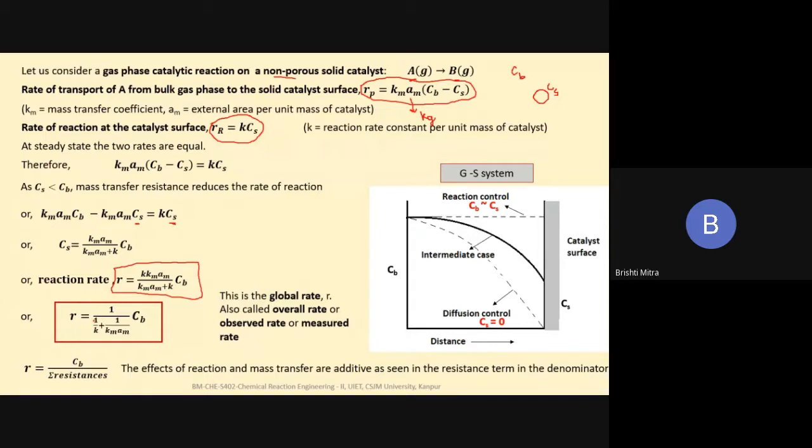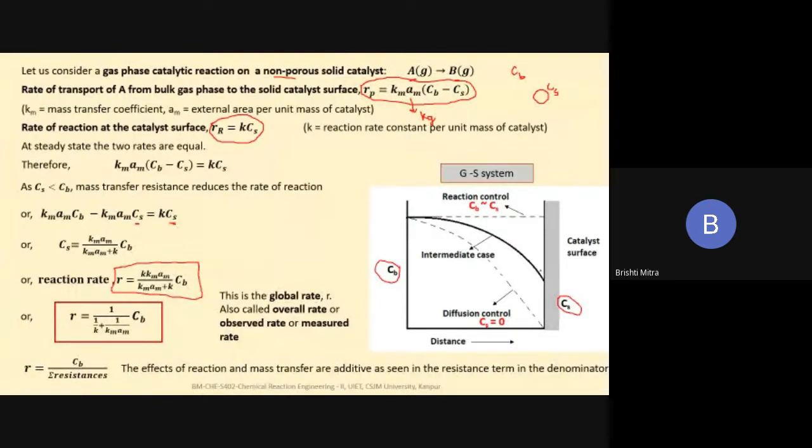Where do you see that? See, 1 by K gives you the effect of the kinetics and 1 by Km Am gives you the effect of mass transfer. Now, if I look at this gas solid system, what do I have? This is my surface concentration, Cs, and this is my bulk concentration, Cb. And I said that the bulk concentration is higher.